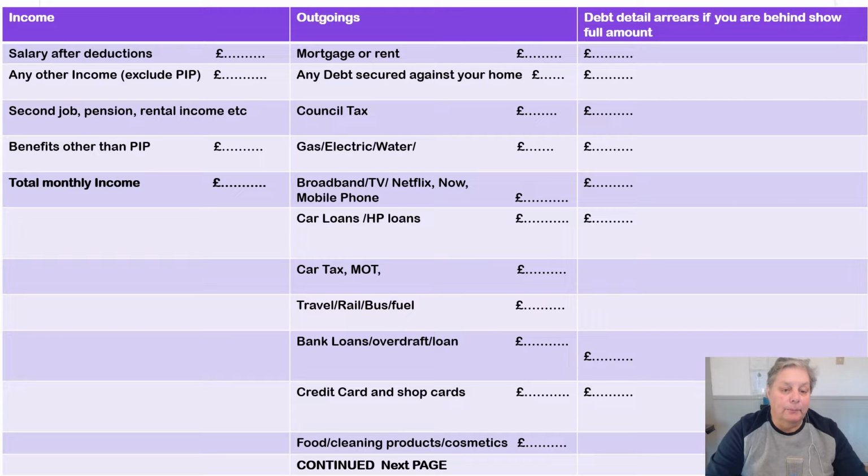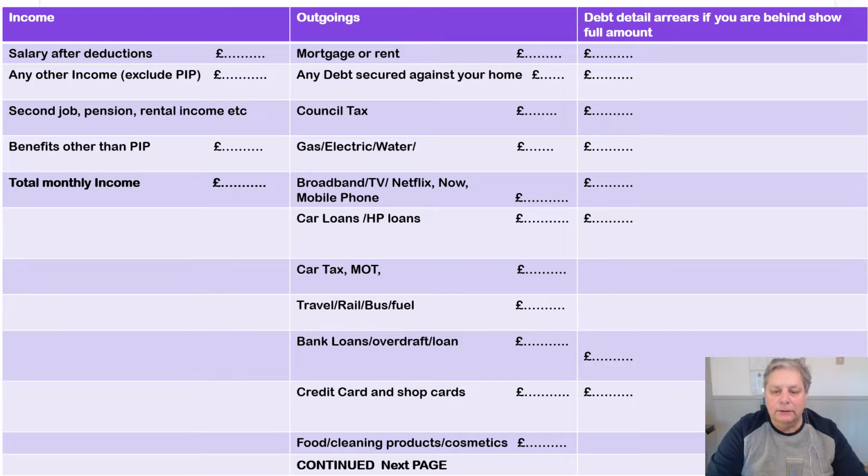So you add them all together. Then you go to your outgoings, and at the top is mortgage and rent, any debt secured against your home, second mortgages, council tax, utilities, broadband and Netflix and all the rest of them, Sky if you've got it, car loans, HP loans, tax for your car and MOT, travel, rail, bus and fuel costs. And you see we go down the list, itemizing all possible monthly expenses.